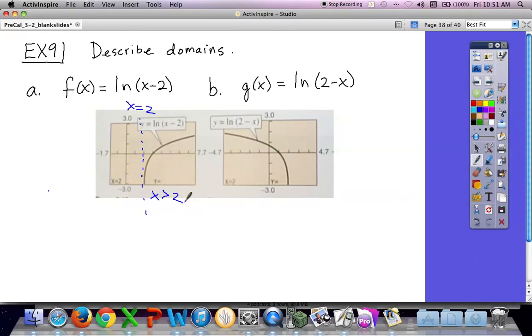Okay? Now, notice what this one did. It shifted 2 to the right, and then now it's pointing the opposite direction. That's because of the minus in front, right, inside the function. So we would have expected that it goes like that. Now it's going like that. So now, the asymptote is still at 2, and x is less than 2. That's it.